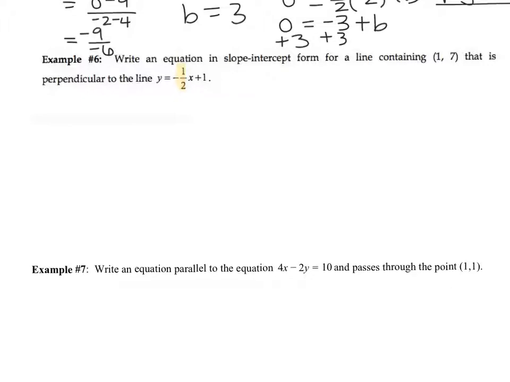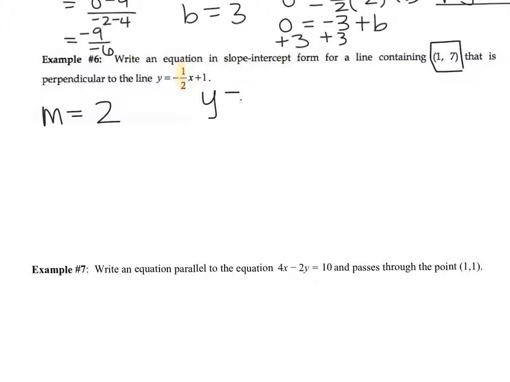So I know the slope of my perpendicular line is going to have an opposite sign, so it's going to be positive, and I want to do the flip, which is the reciprocal of 1/2, which is going to be 2 over 1, which is just 2. So the slope of my new line is 2, and I know it passes through the point 1, 7, so now it becomes similar to our previous example where we have to solve for the y-intercept.